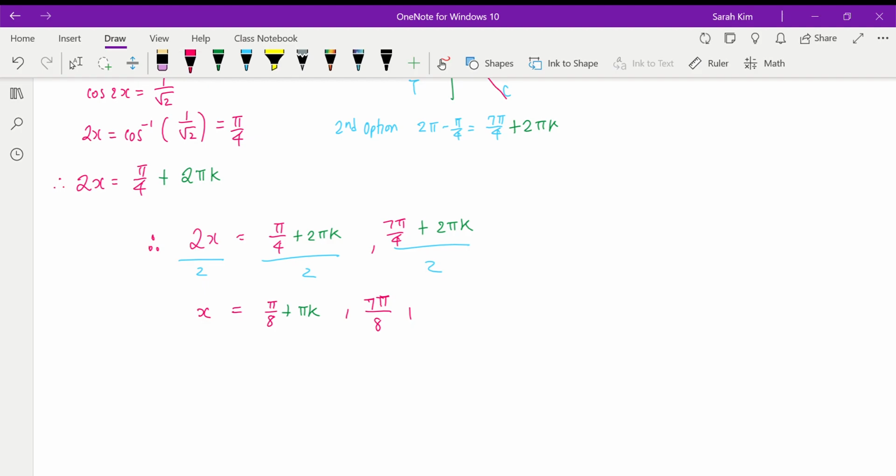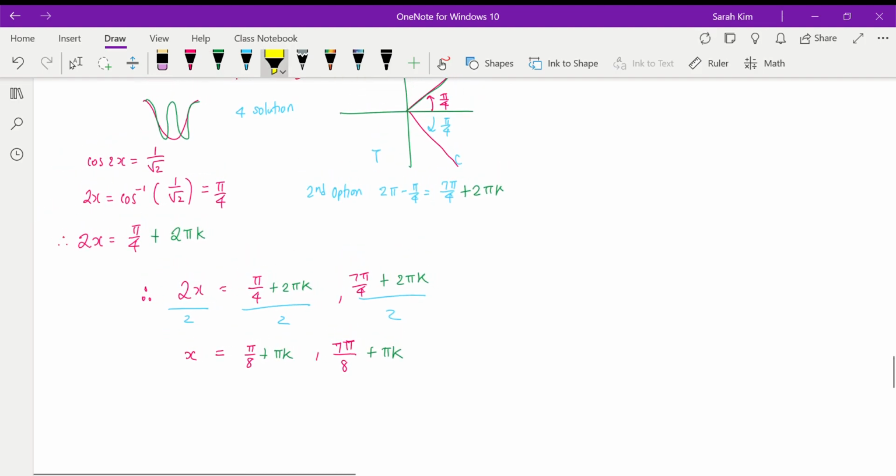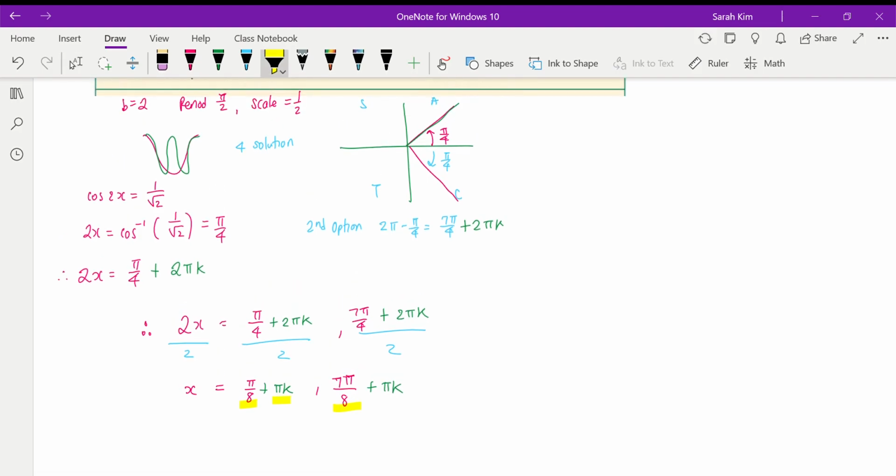And then again 2 pi k becomes pi k. Now what that means is I've got my 2 answers already, pi over 8 and 7 pi over 8, but every pi lots of k will give also a solution. So we're going to see if they fit in the range or not. So I'm going to say k is 1. Let's do k is 1 for my next option.